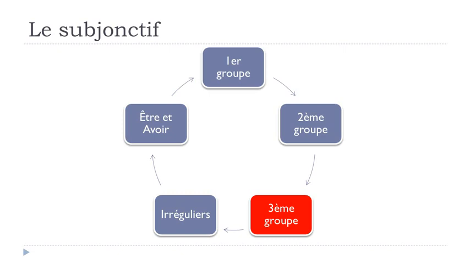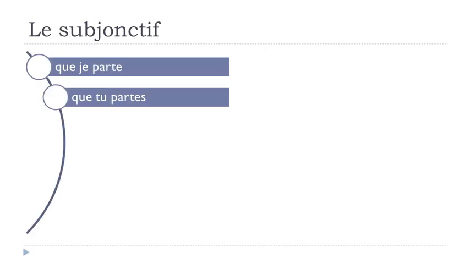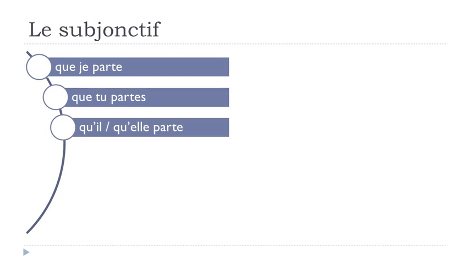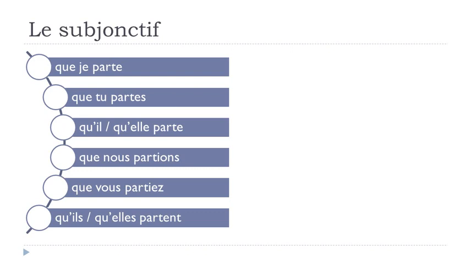So, third group now, and I took the verb partir: que je parte, que tu partes, qu'il parte, qu'elle parte, que nous partions, que vous partiez, qu'ils partent, qu'elles partent. Same thing here, not really difficult because it is exactly the same form. You just need to add the endings at the end: parte, partes, parte, partions, partiez, partent.